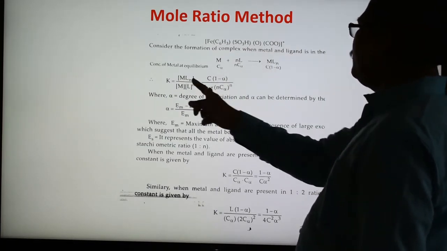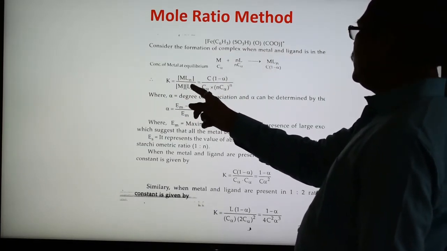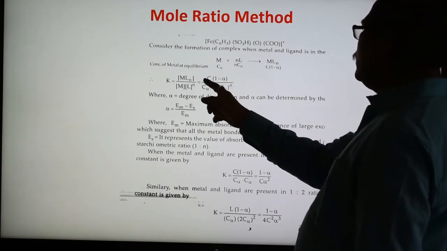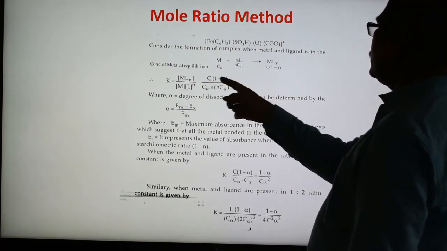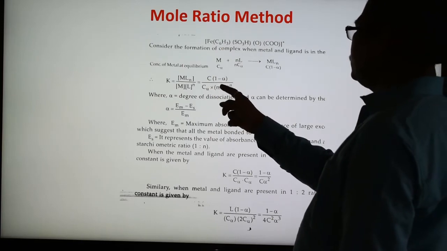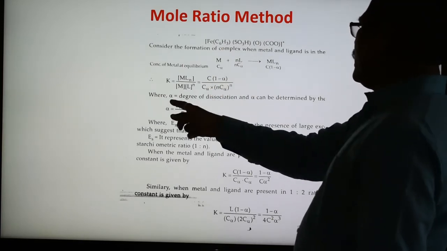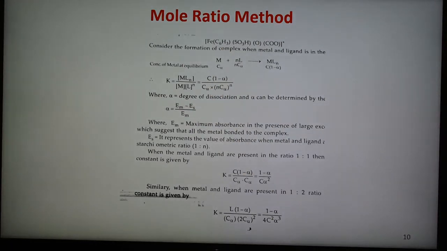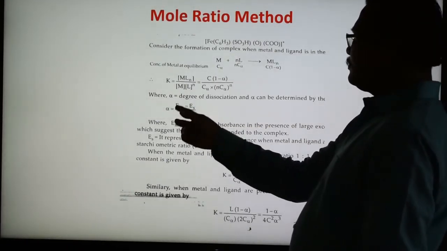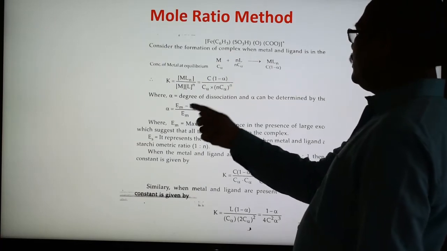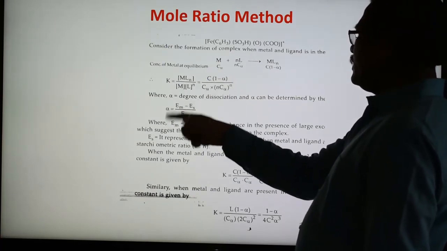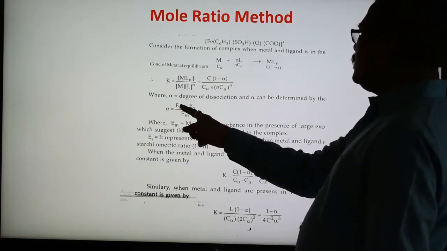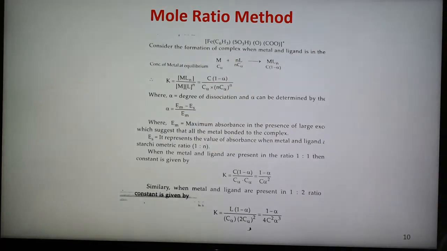So we can write [MLn] upon [M][L]^n, because n is there. So put the values of these concentrations: C(1 minus alpha), C alpha, and nC alpha to the power n, where alpha is the degree of dissociation, and alpha can be determined by using this formula from the graph. So if you know the value of alpha, and alpha is obtained from the graph that we have seen, alpha equals (Em minus Es) upon Em. Em and Es are shown in the graph.